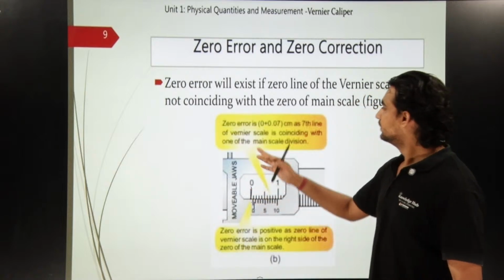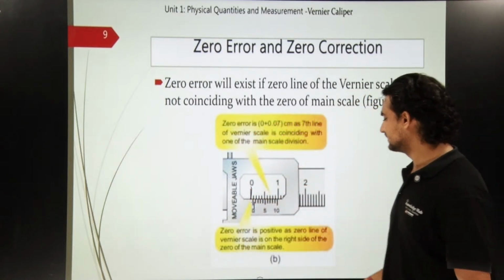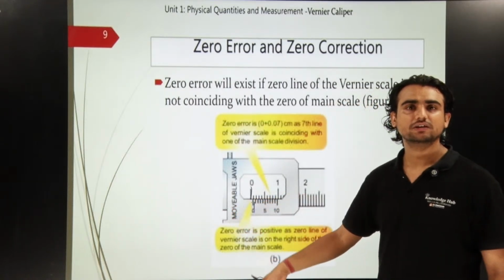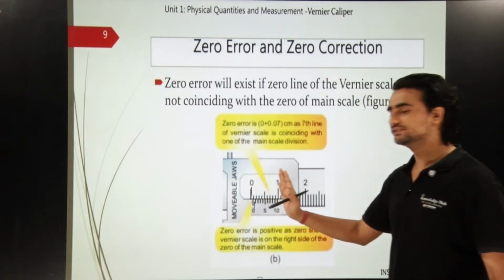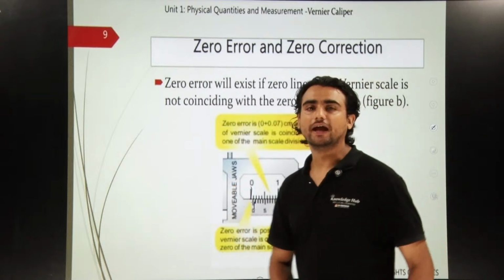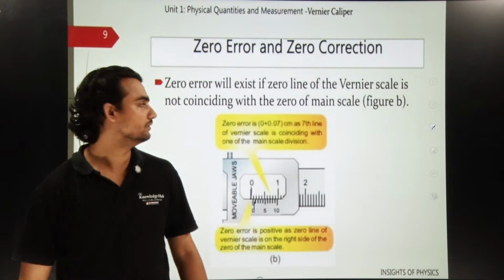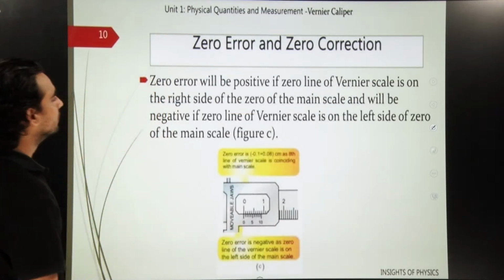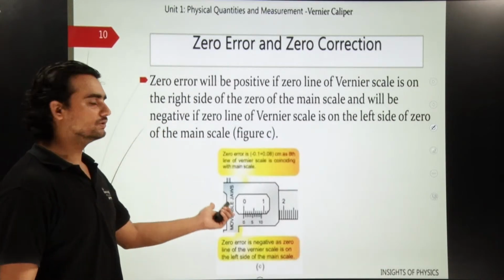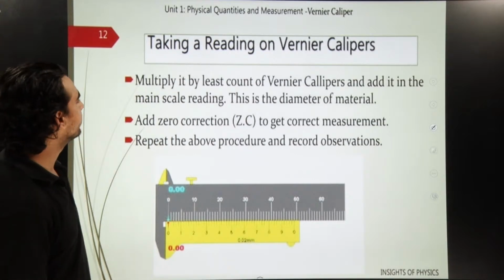The zero error here is 0.07, so let's understand this. If the vernier 0 is forward of the main scale 0, I'll have a positive error, because it is ahead of 0 while measuring nothing. If this 0 was behind, it would have been a negative error, like minus 1 kg. To find whether the error is positive or negative, we first have to understand how to take the readings.